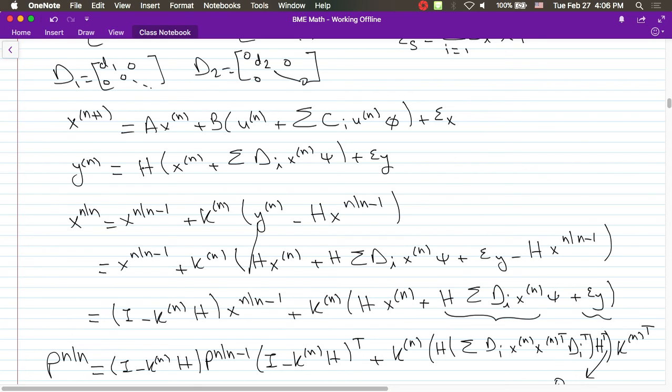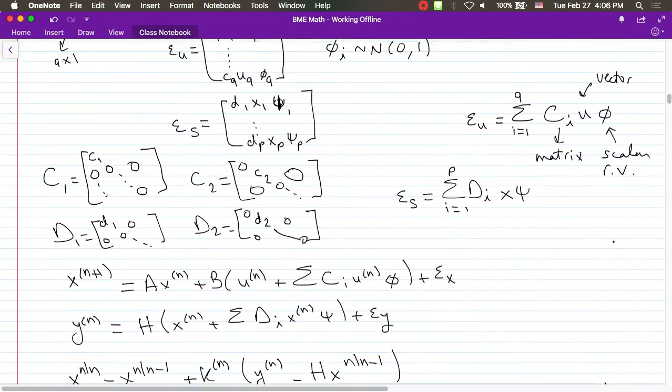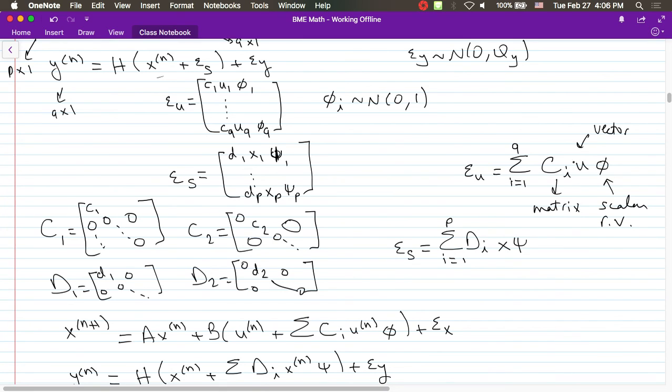Are C and D both square matrices? Yes. Let me see, do they have to be square? They are multiplying, so yes, they have to be square, because epsilon u is q by 1, since u is q by 1, so it has to be q by q. So the transposes are the same.